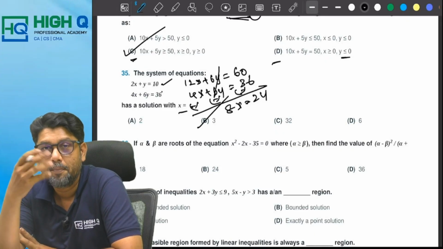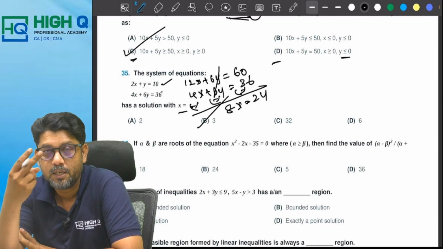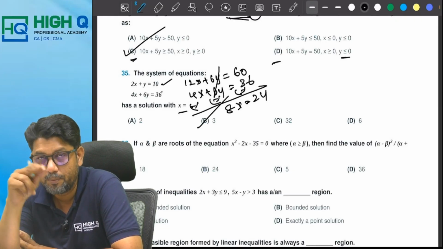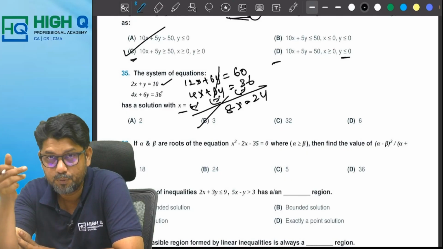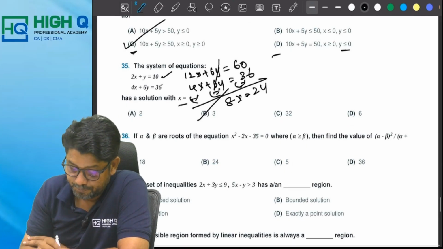That's it. Sir, can you use trial and error method? My dear, how can you use trial and error method? Because to use trial and error method, we need x and y both the values. Here you only know the x value.